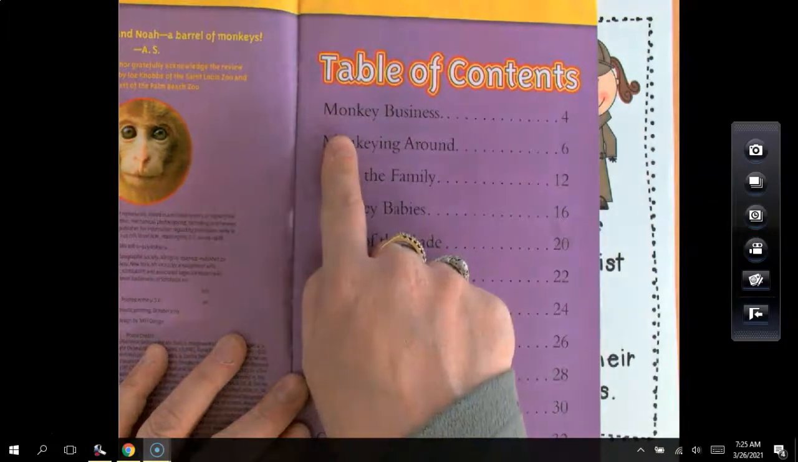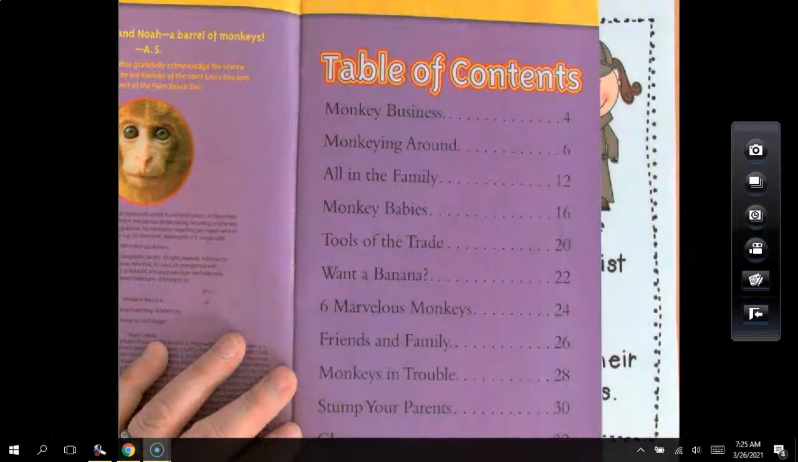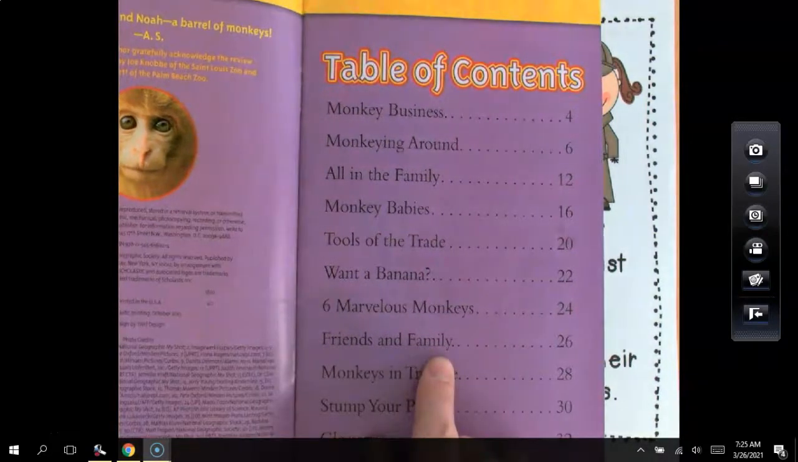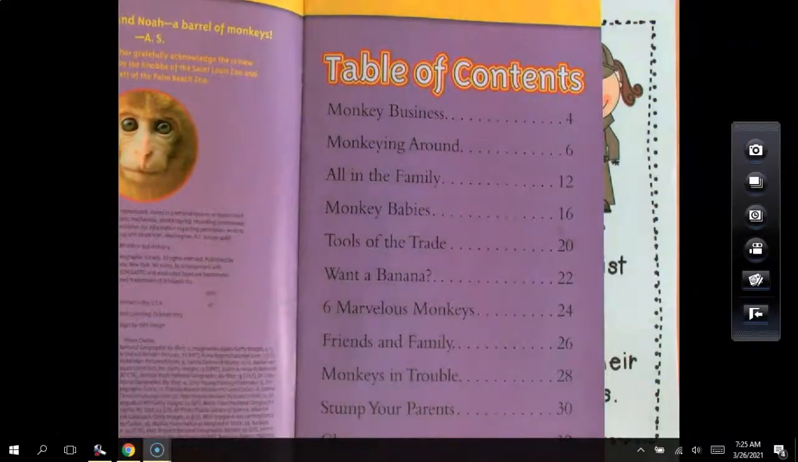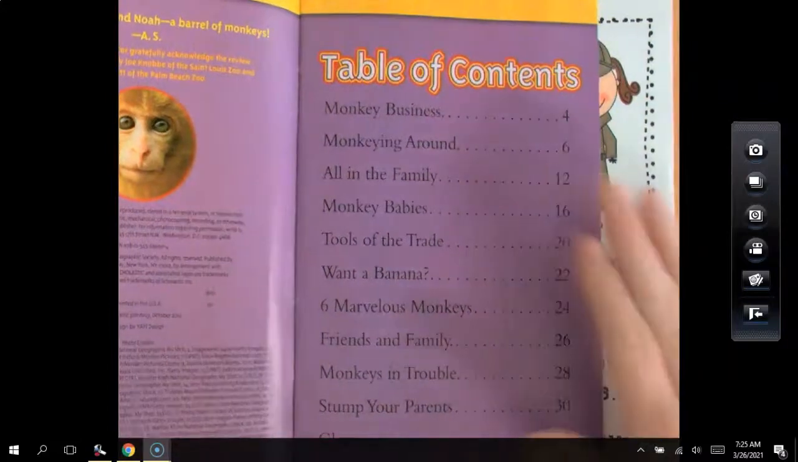So if I want to talk about monkey business, I know that I can go to page 4, and that's where that begins. If I wanted to see friends and family, I know that that starts on page 26. So this is a table of contents. Boys and girls, that is one graphic source. Okay, so you have heard of graphic sources. You might not have heard the word graphic sources, but I guarantee you've heard many of these items that I'm going to start discussing. We'll come back to this book.